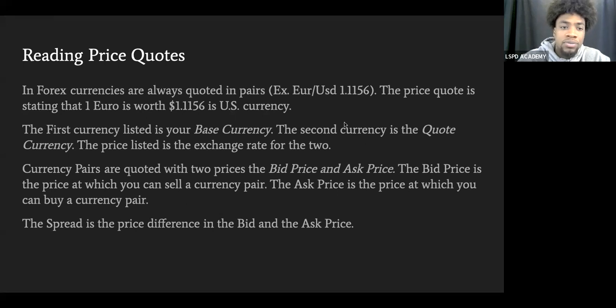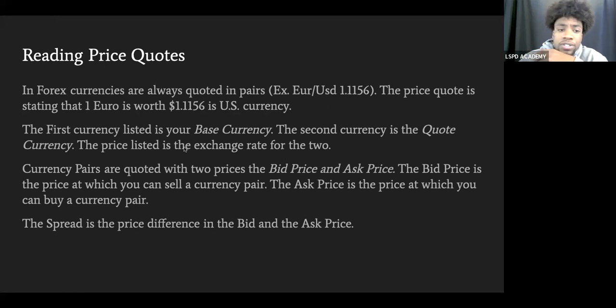So, reading price quotes. In Forex, currencies are always quoted in pairs. So for example, Euro USD 1.1156. The price quote is stating that 1 euro is worth 1.1156 in US currency, right? The first currency listed is your base currency. Euro, once again, is going to be your base currency. The second currency is always the quote currency, US dollar, quote currency. The price listed is the exchange rate for the two.